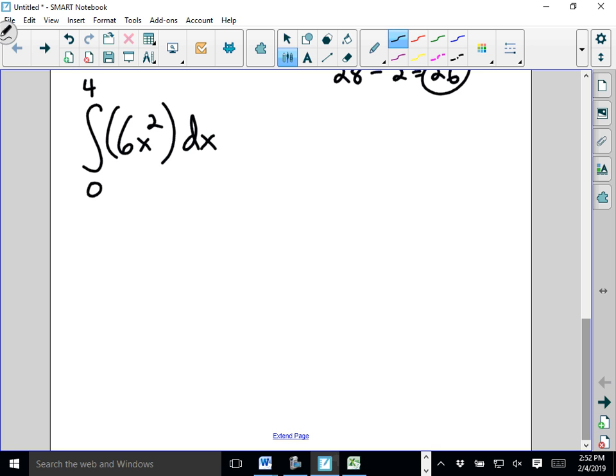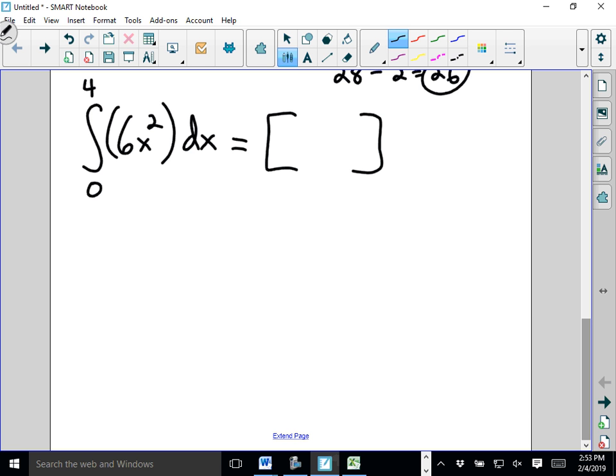Again, I want to find an antiderivative of 6x squared. Then I'm going to evaluate that at 4 and minus that antiderivative evaluated at 0. Again, I'm ready to do my antiderivative, so I'm going to put my answer in brackets. This thing is already ready to integrate, right? Because it's an ax to the n form, so I'm just going to bump and divide.